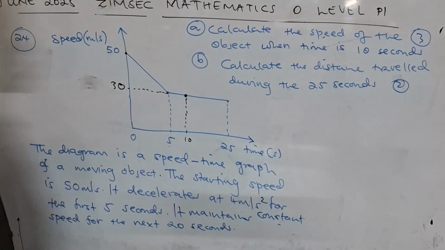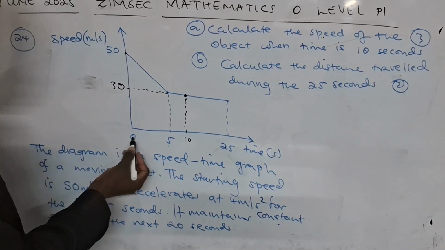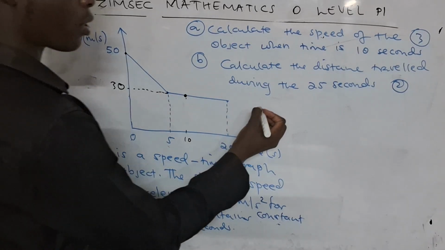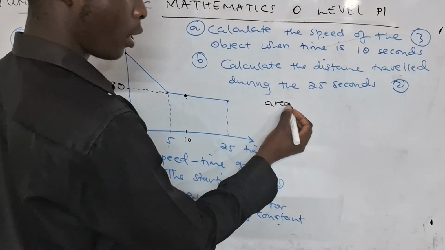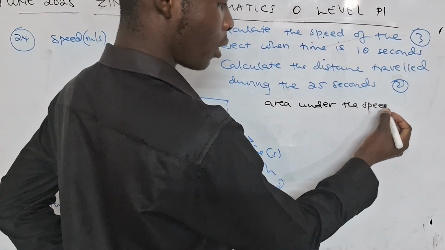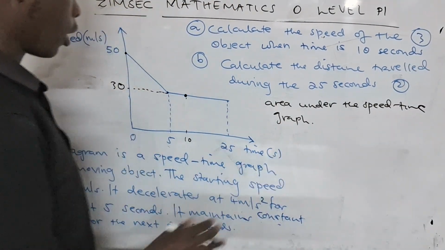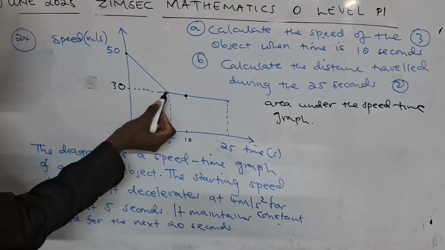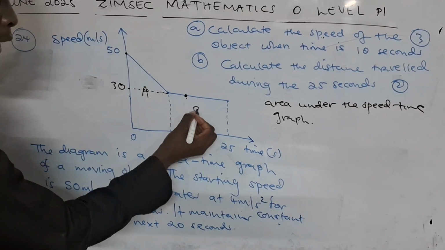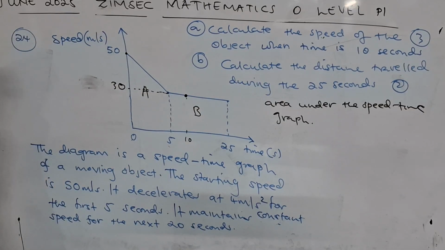Now, calculate the distance traveled during the 25 seconds, from here to here. What is the distance traveled? The distance traveled is equal to the area under the speed time graph. If you see, this is the speed time graph. There are two shapes. I'm going to call this shape A and this shape B. This is a trapezium and this is a rectangle.